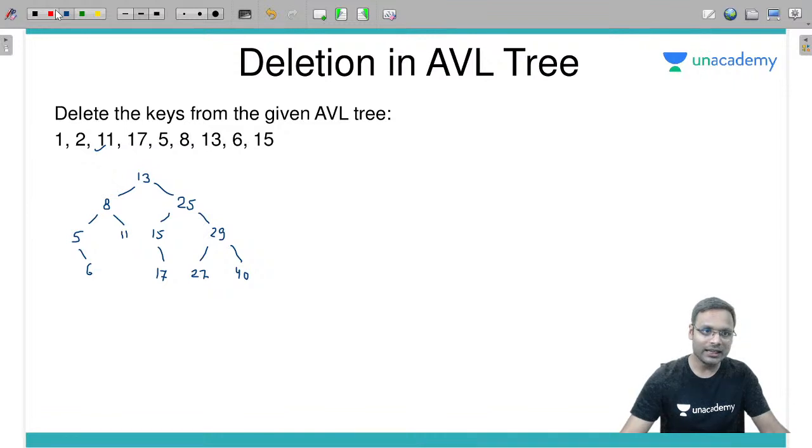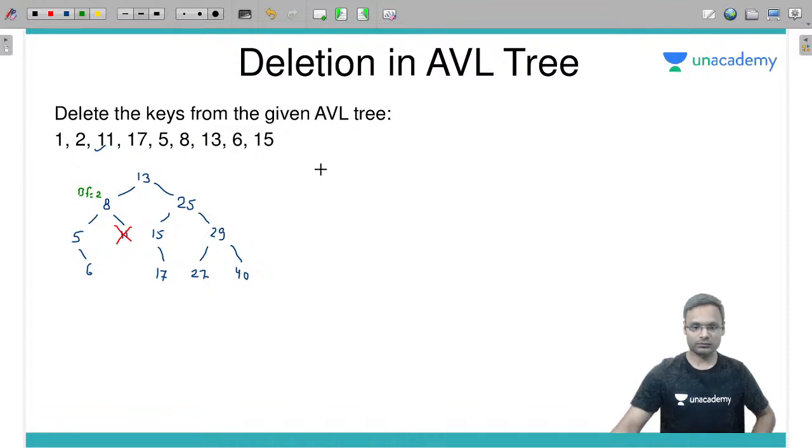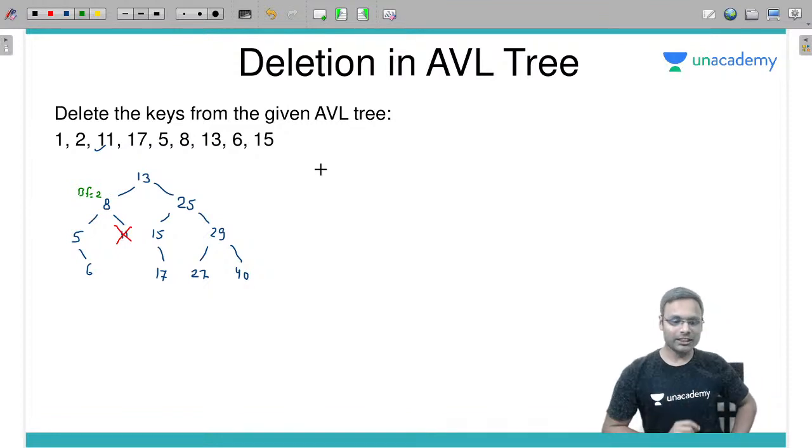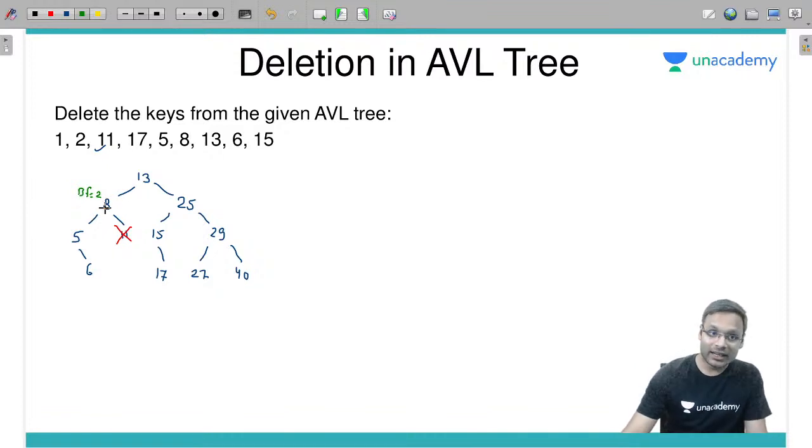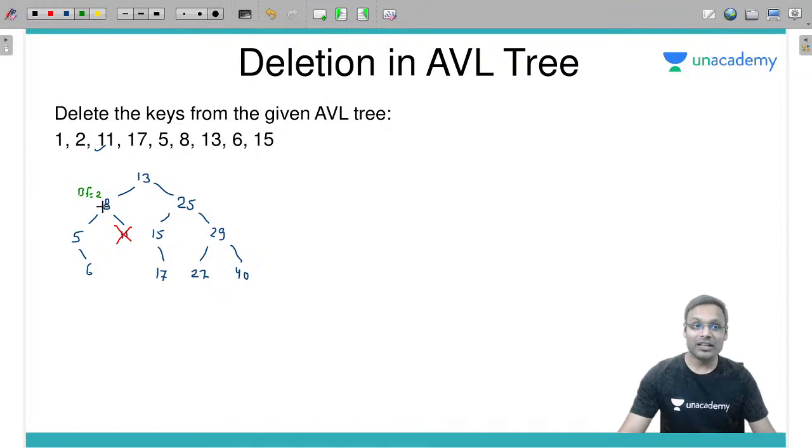If you are deleting 11, at 8 you will check the balance factor. What is the balance factor at 8? 2. Yes, Utkarsh, it is live. You are deleting 11 in the right side of 8. If you are deleting 11, 8 has balance factor 2. Balance factor 2 means we have imbalance at 8.